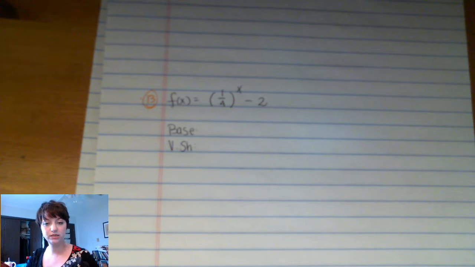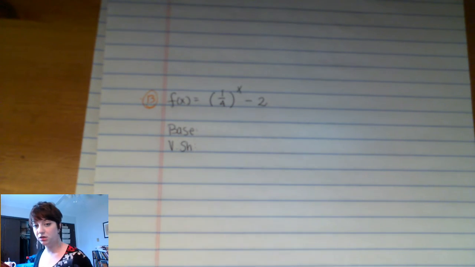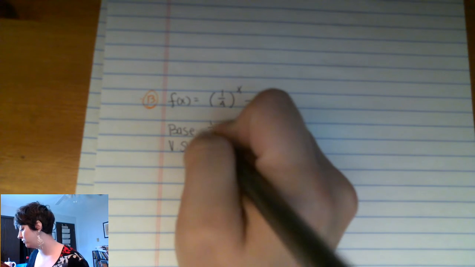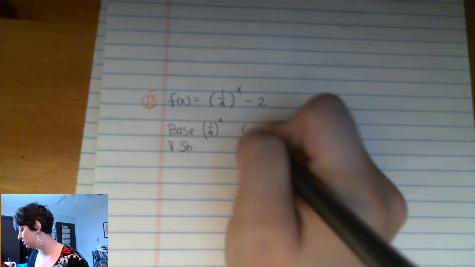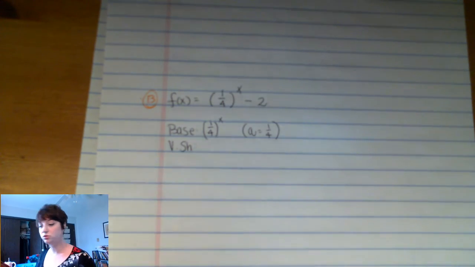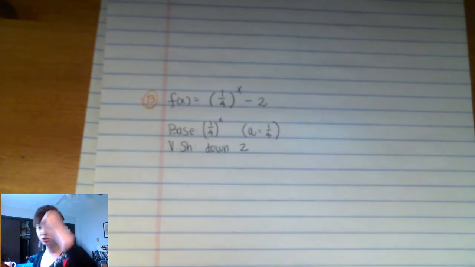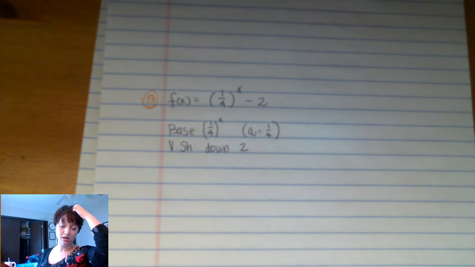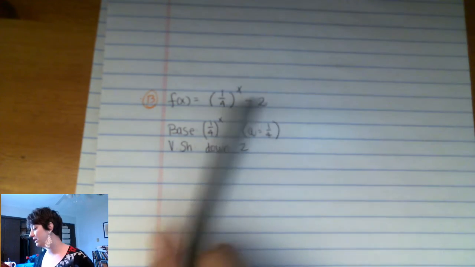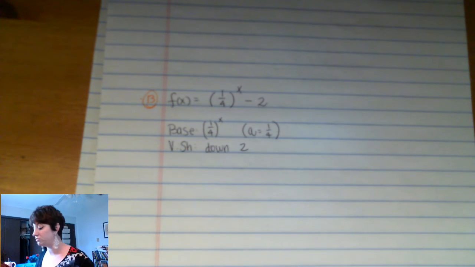Here's another quick example using transformations. This is f of x is 1/4 to the x minus 2. So the base here, or the function that we're going to be transforming, is 1/4 to the x, meaning a is 1/4. The vertical shift is going to be down 2. Remember, shifts are adding and subtracting. I subtract 2, and it's not inside of my exponent, so it's going to be vertical, down 2.